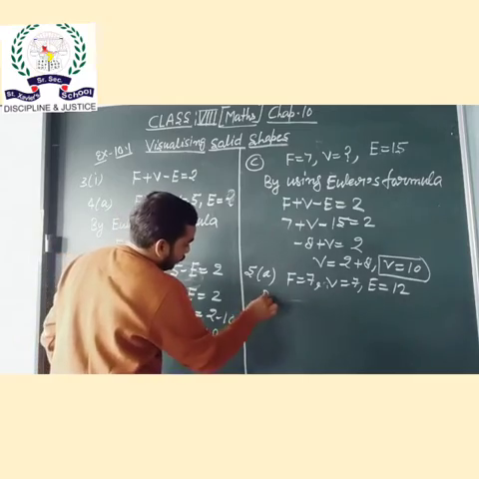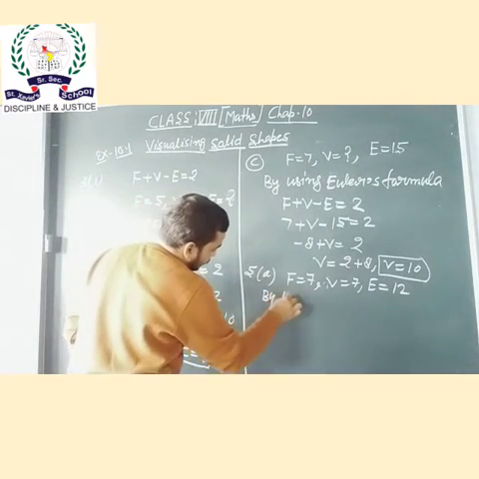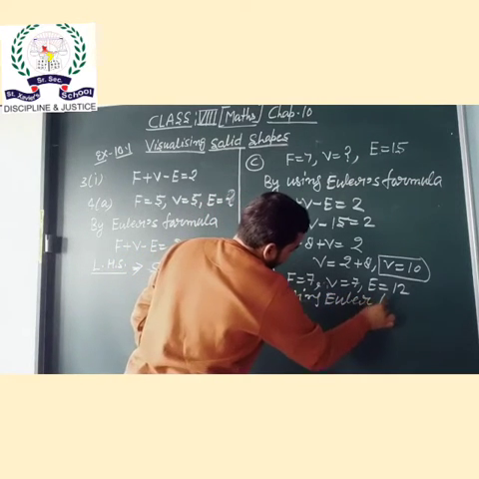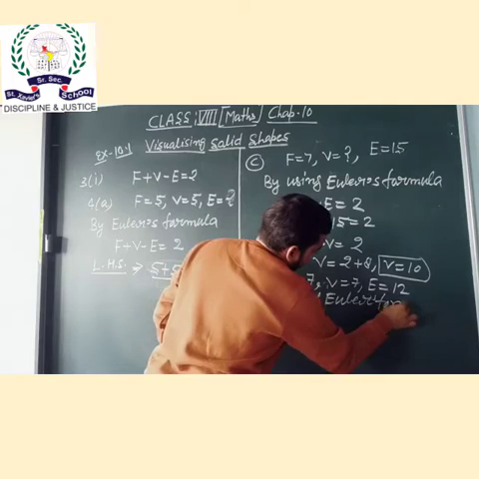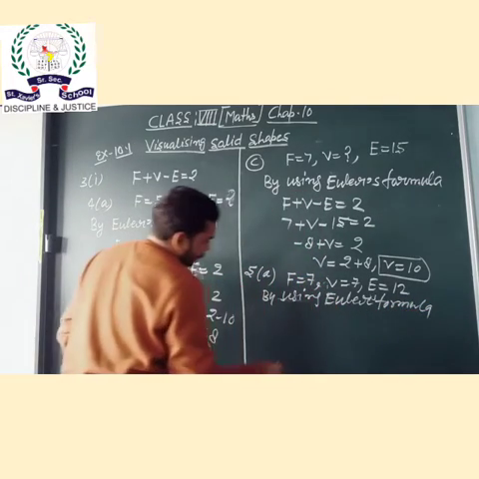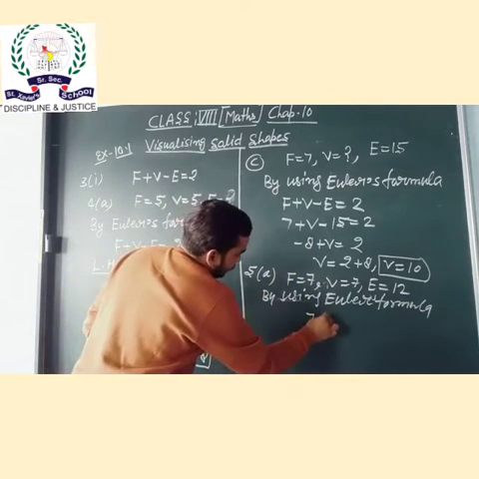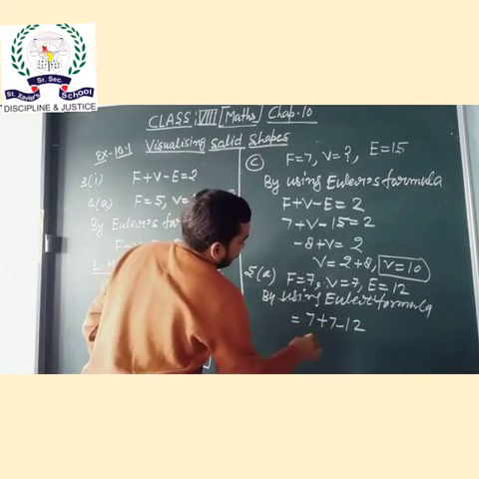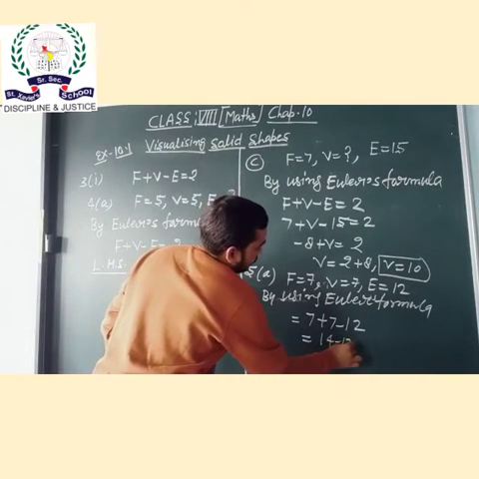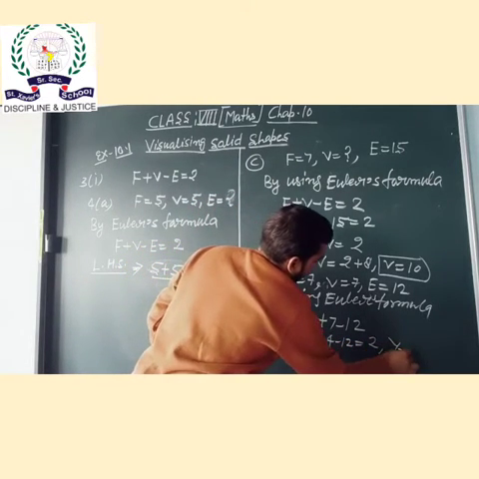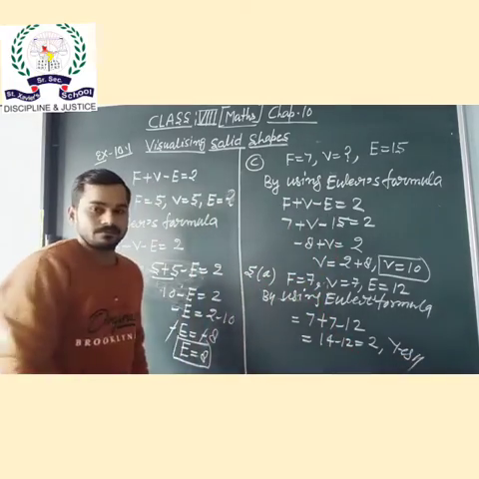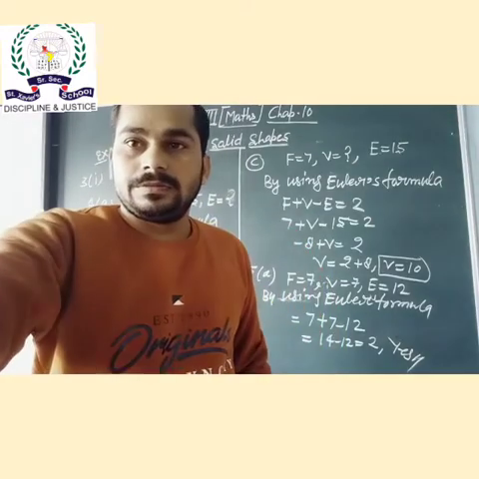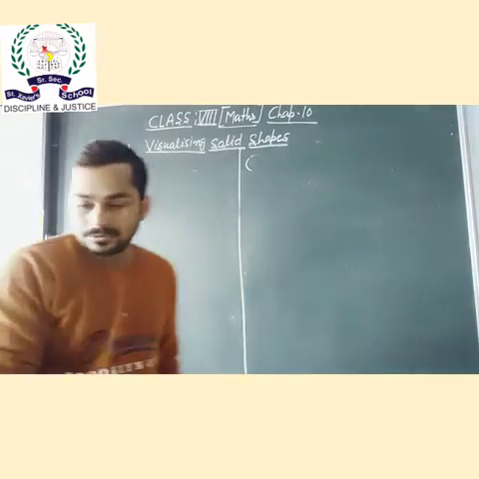Then by using Euler's formula, F plus V minus E: 7 plus 7 minus 12. So 7 plus 7 is 14. 14 minus 12 equals 2. So yes, it is a polyhedron because it verified Euler's formula. Now take the C part of question number 5.